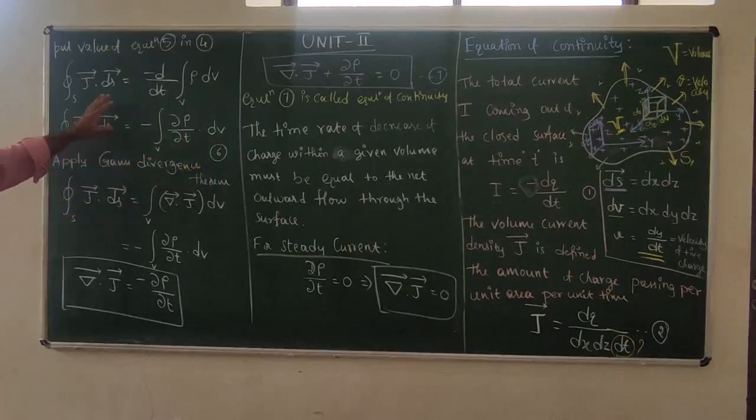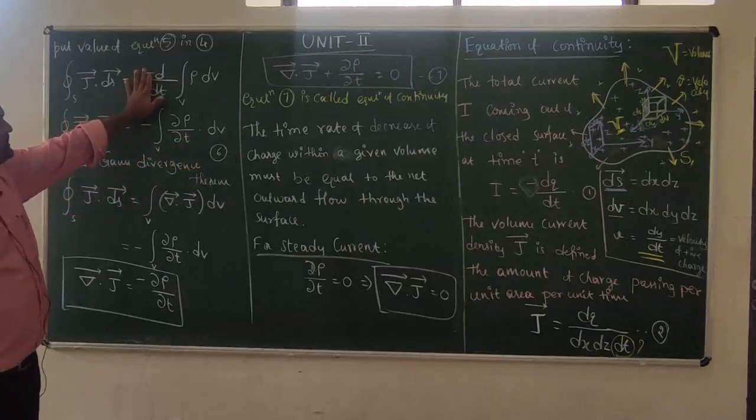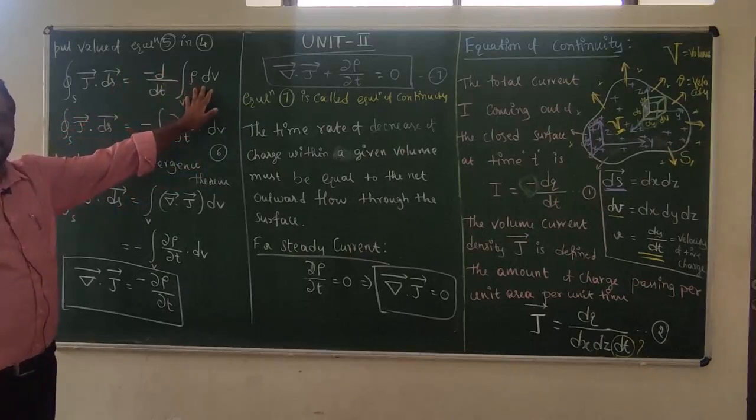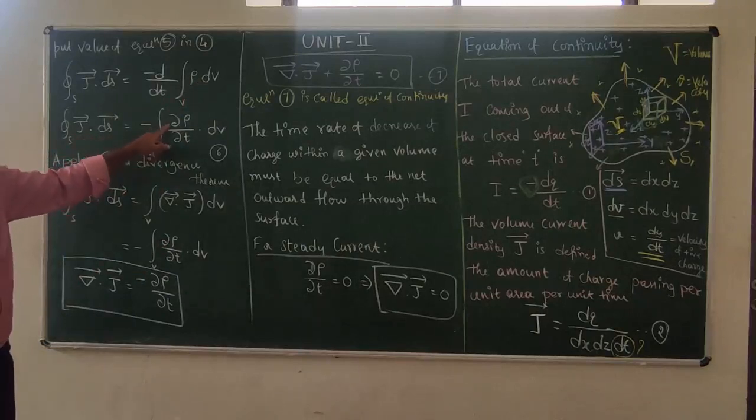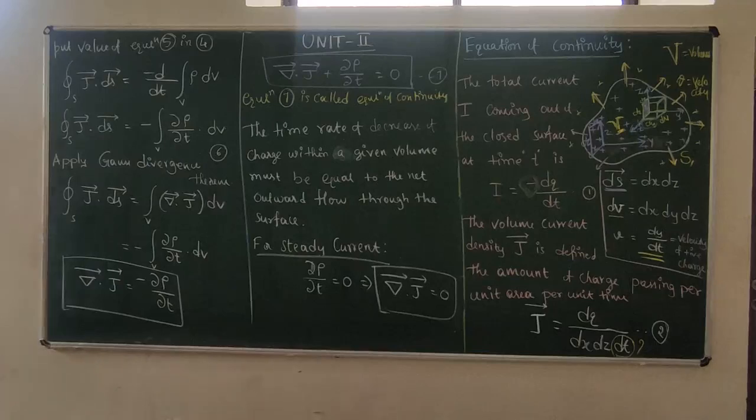Now bring this differentiation inside the integral symbol, and we get the closed surface integral of j dot ds, which is equal to minus the volume integral of dou rho by dou t dv. Take this as equation 6. You can see in equation 6, on the left hand side we have a surface integral and on the right hand side we have a volume integral. In order to reach a conclusion, these two should be in the same format.